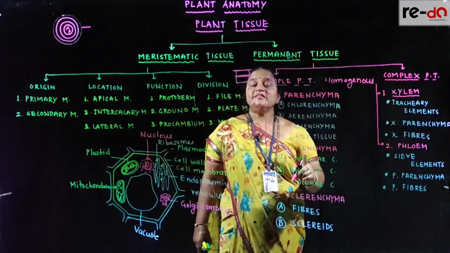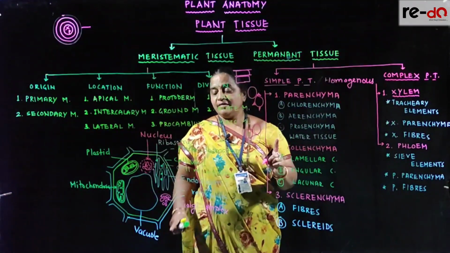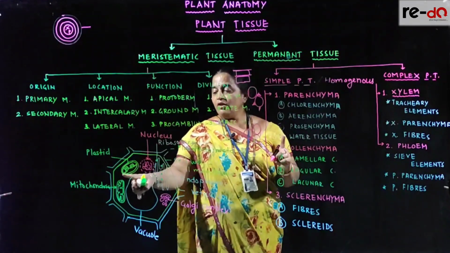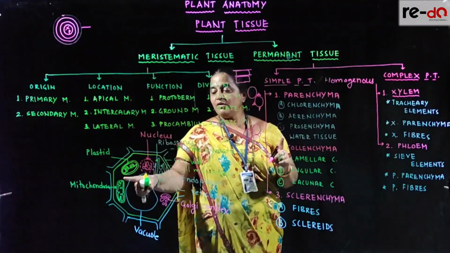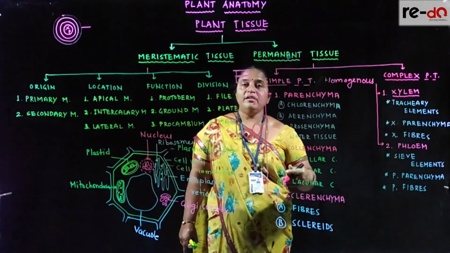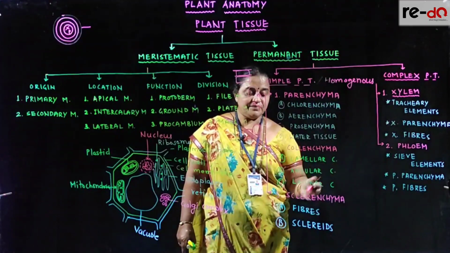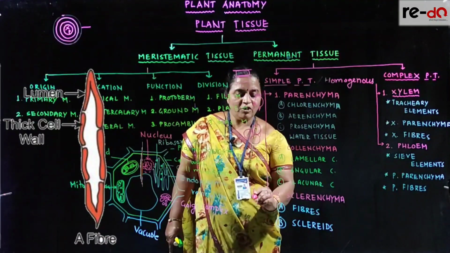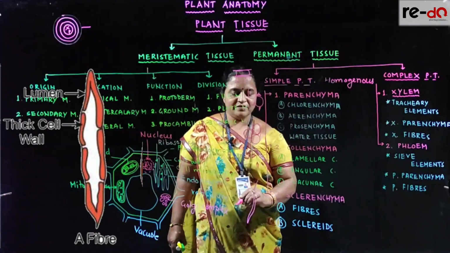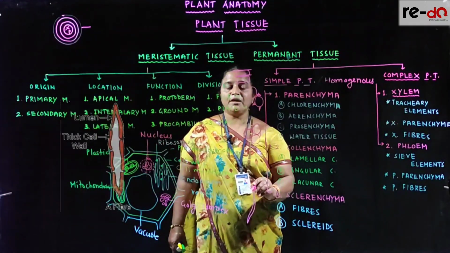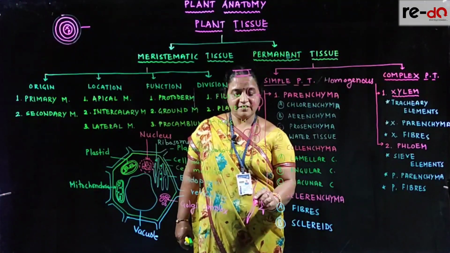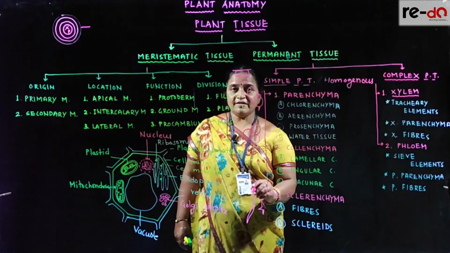Then the dead simple tissue in the plant body. Dead means the cell wall is very thick, deposited with lignin, and all these components are absent. So here only a cavity is available. That's why it is called dead tissue in the plant body, for mechanical support and protection. Fibers are elongated sclerenchyma cells with pointed ends. They are usually associated with xylem and phloem. Fibers are elongated cells with pointed, tapering ends, with a narrow lumen. Lumen is the cavity.